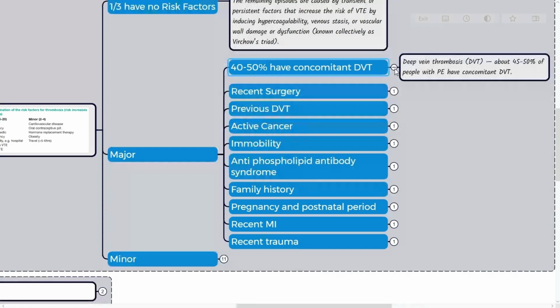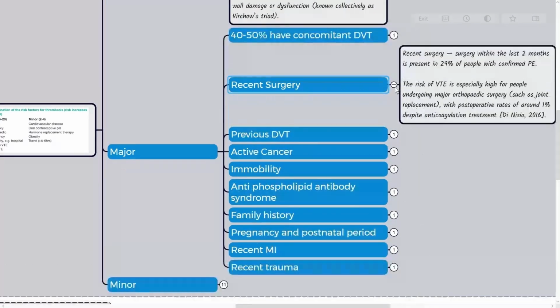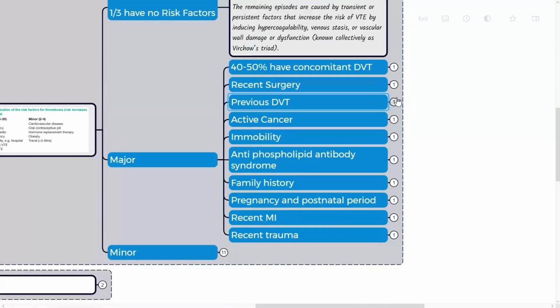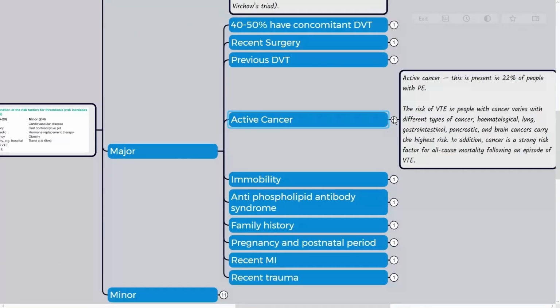Recent history of surgery is present in 29% of patients with confirmed PE. The risk is higher for those undergoing major orthopedic surgery, e.g. joint replacement. Significant immobility from bed rest longer than 5 days, or hospitalization or limb paralysis is present in 28% of patients with confirmed PE.